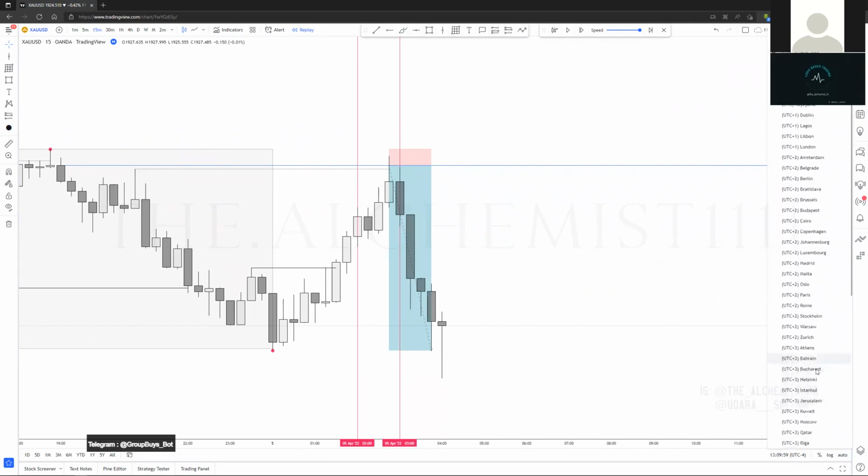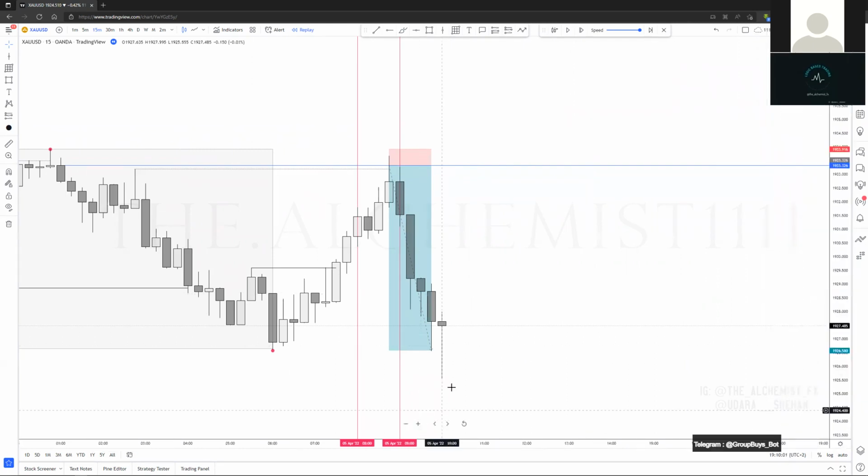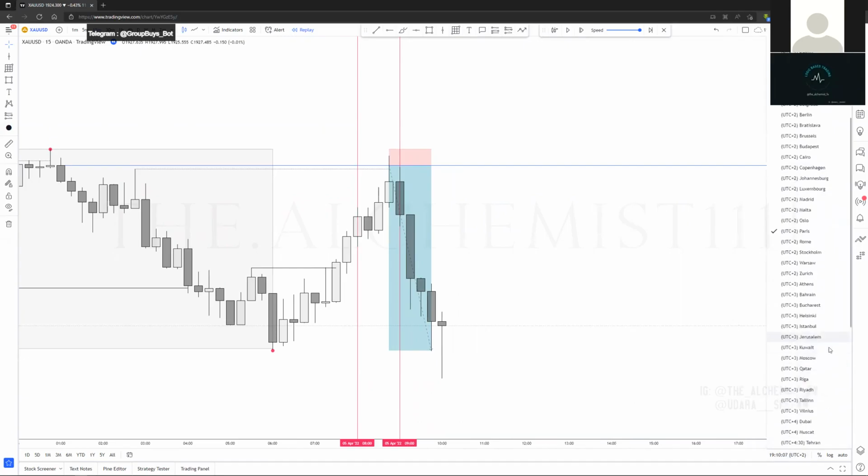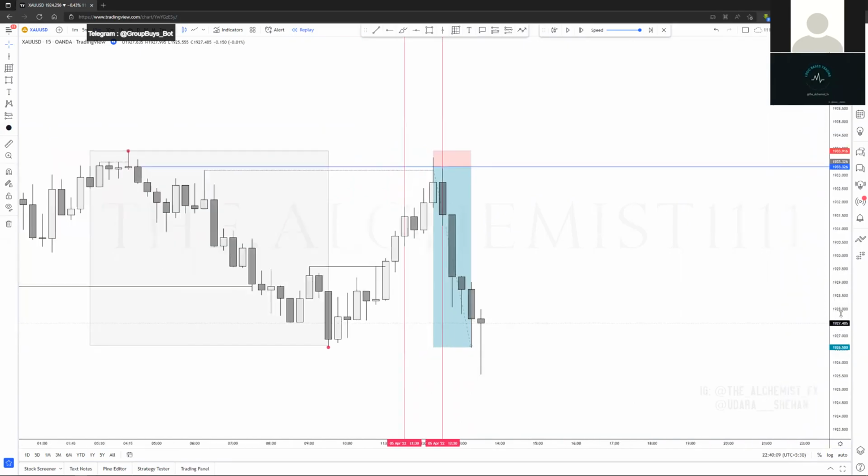In your Paris time, from 8 a.m. to 9 a.m. is when you should stay active in the charts. If you get that, you can chill the whole day. One good setup and that's it.